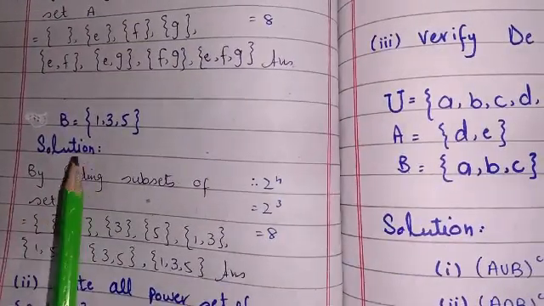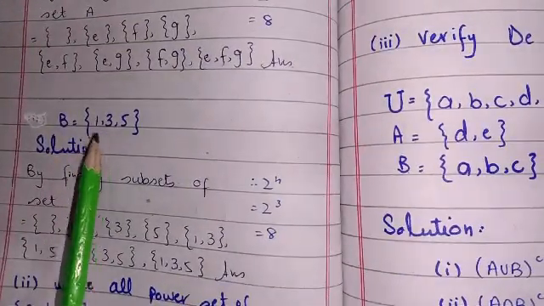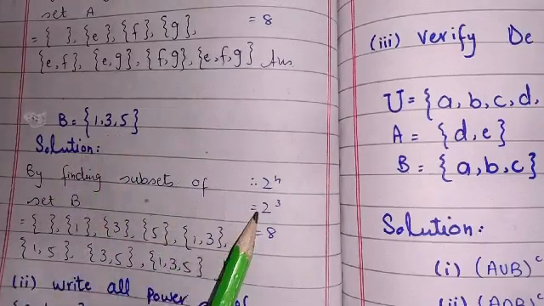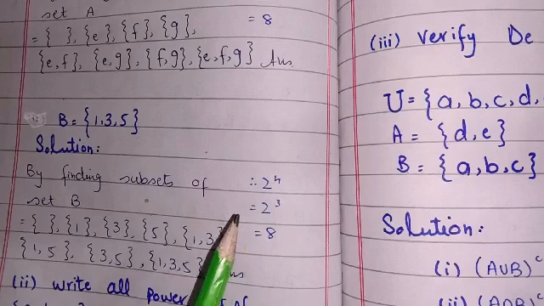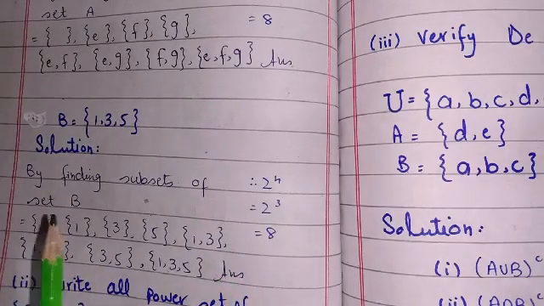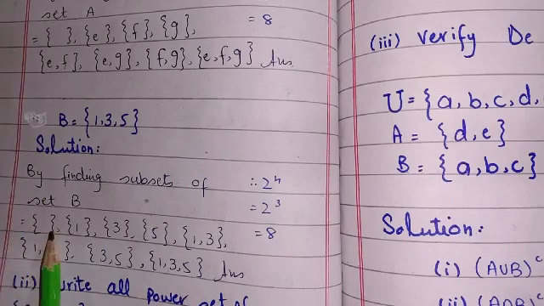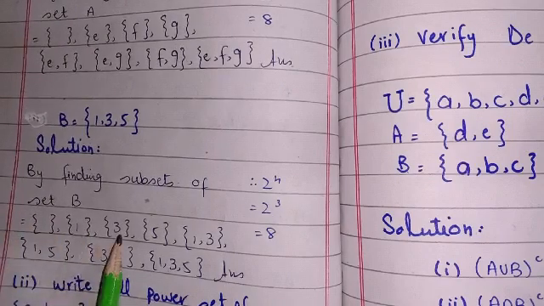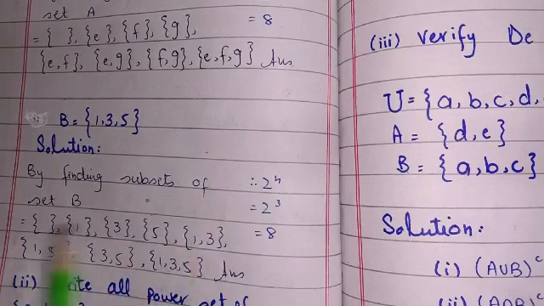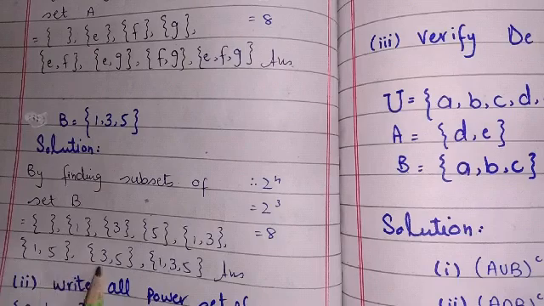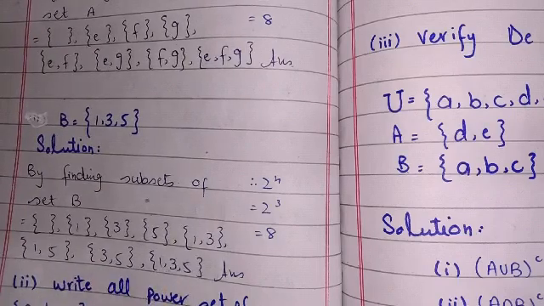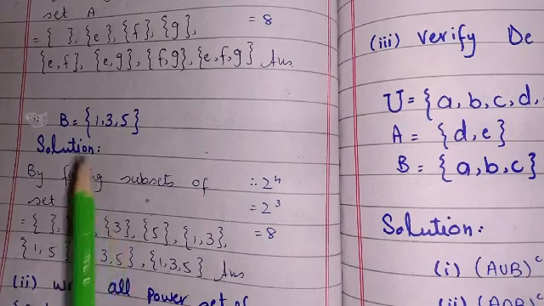This is set B given to us, which is equal to having elements 1, 3, 5. As you can see, there are 3 elements in the set. So we will use the formula 2^n to find the number of subsets. There are 8. So we will find the subsets of set B here. First we will write empty set, then set having element 1, then set having element 3, set having element 5, set having elements 1, 3, set having elements 1, 5, set having elements 3, 5, set having elements 1, 3, 5. So this is our subsets of the given set B.